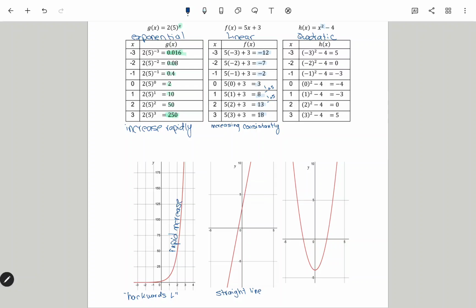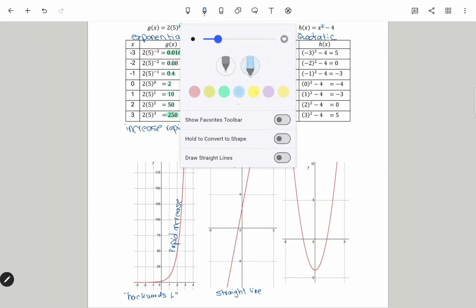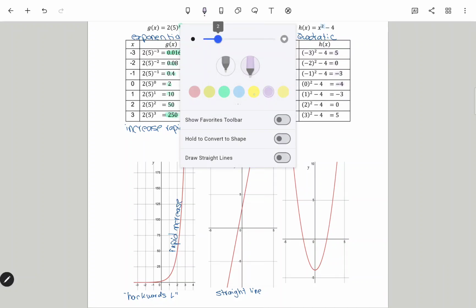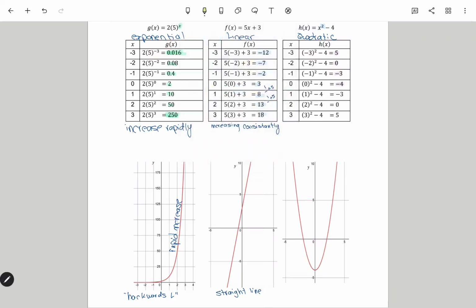Okay. And finally, our quadratic one here. So I go 5, 0, negative 3, negative 4. But then it switches, and I go back to negative 3, 0, 5. So in this one, first I decrease, then I increase. And we can see that on our graph.